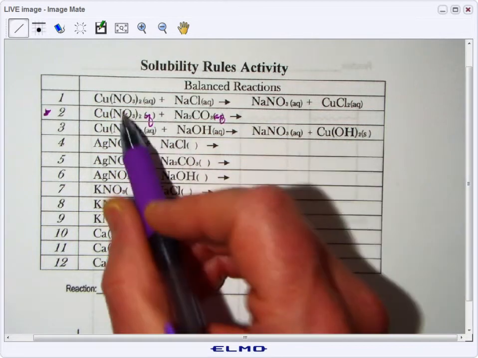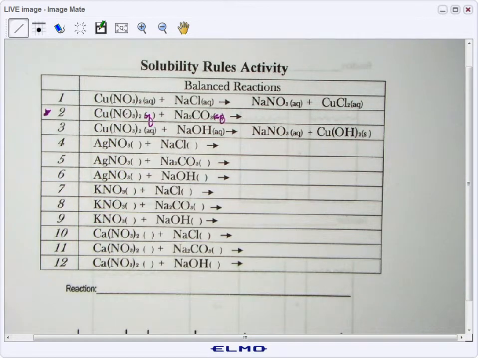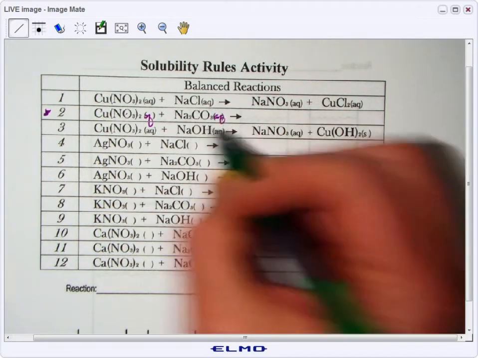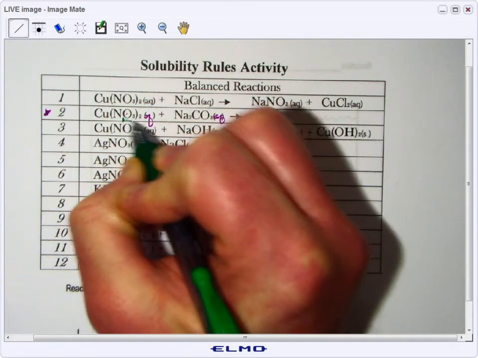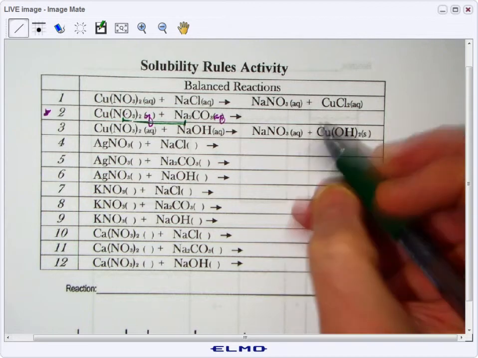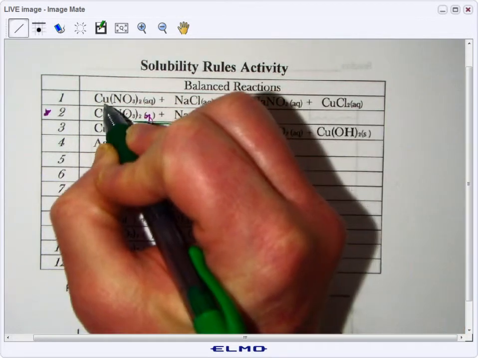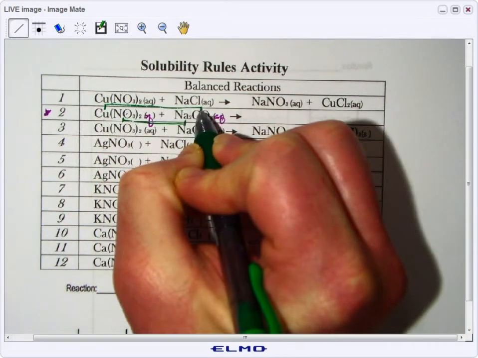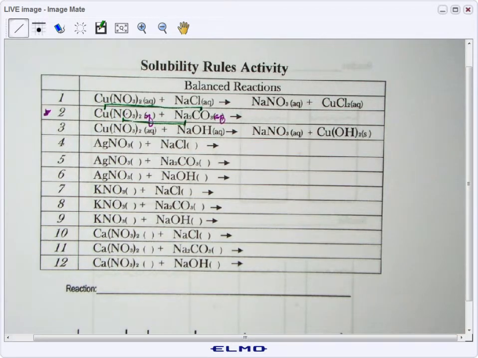Now, this is a double replacement reaction, so they're going to get new dance partners. The NO3 is now going to dance with the Na, and this copper is going to dance with the CO3. So we did this a while back. Are we all following along and writing stuff down?